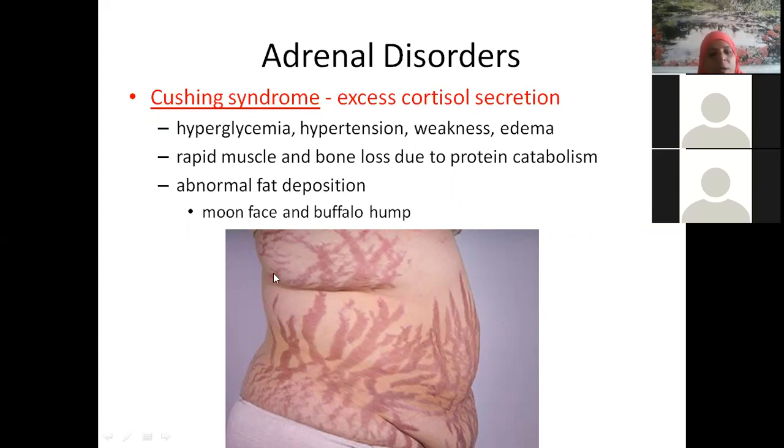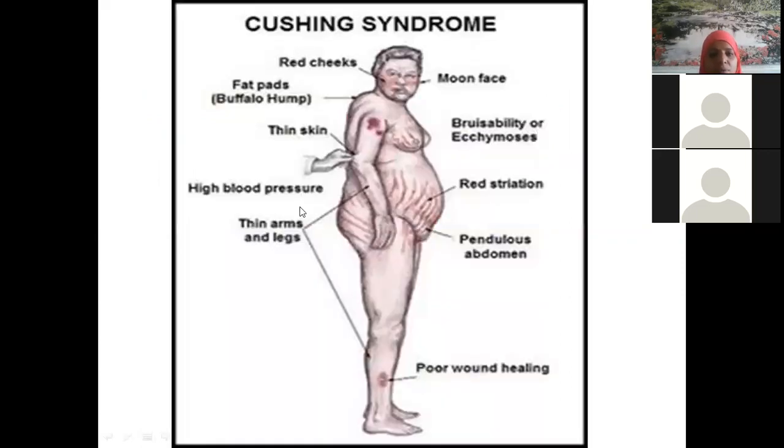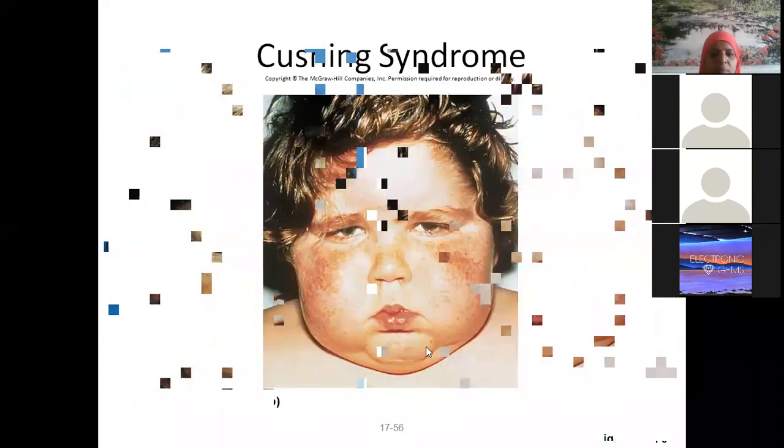Abnormal fatty deposition, moon face, buffalo hump, purple striae. What you are finding here, these are all purple striae. This is the buffalo hump, you can see, and these are purple striations. The skin also bruises very easily. So that is moon face. You can compare two babies. These are twins. You can see a Cushing's baby with a normal baby.